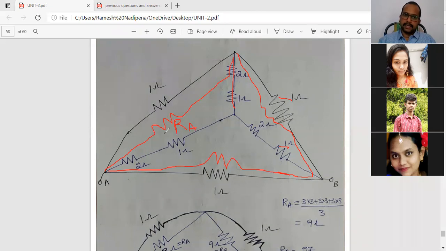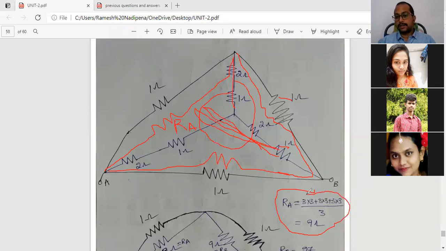So here RA. For calculating this, what is the formula? 3 into 3 plus 3 into 3 plus 3 into 3, divided by the opposite resistance of this RA, that is, the perpendicular resistance of this RA from the star connected network. That means divided by 3. So that is the RA value. RA equals 3 into 3 plus 3 into 3 plus 3 into 3 by 3. This is the basic procedure.